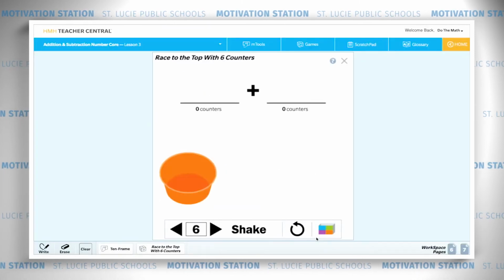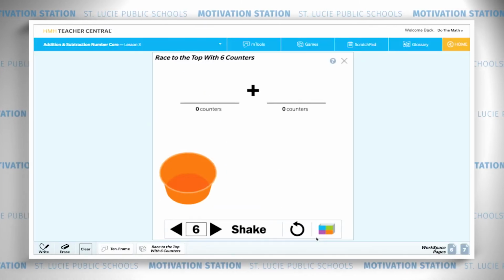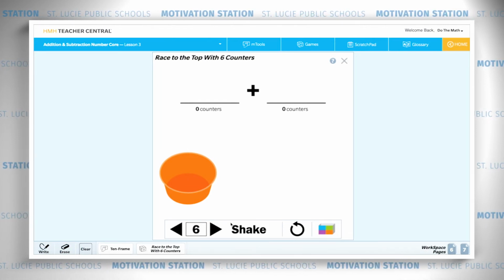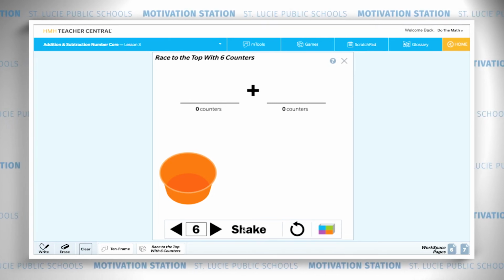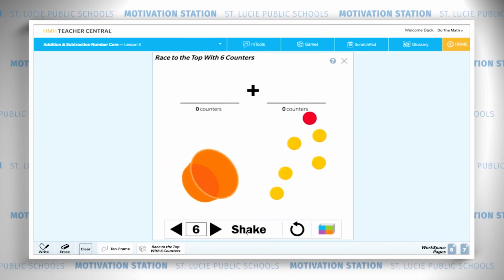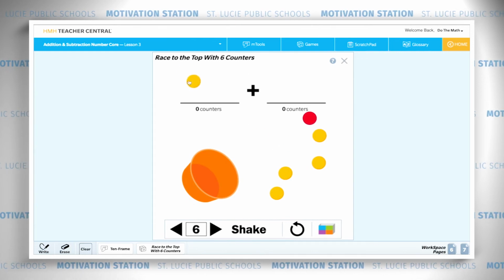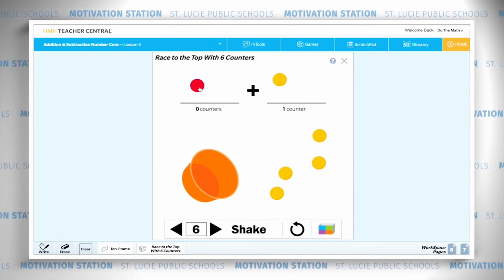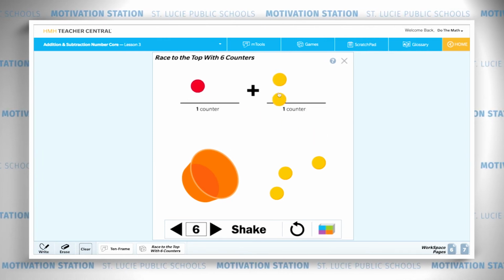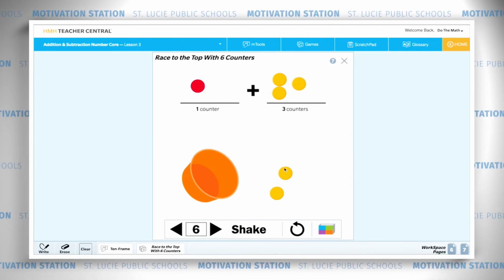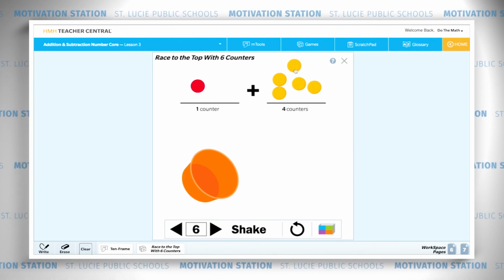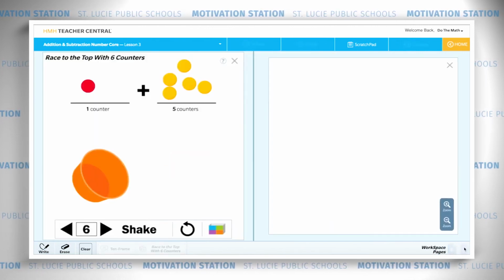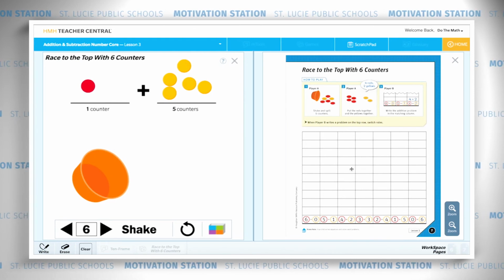So proud of you for working so hard. You can play Race to the Top now with 6 counters, because that is what our goal was today, working with number 6. So remember, when we play Race to the Top, we're going to shake. And I'm playing online. You can also play with a cup and counters at home. Whoops. I need to do red first. Red. I have 1 red counter and 5 yellow counters. And you can play on workspace page 7. And this is with 6 counters.